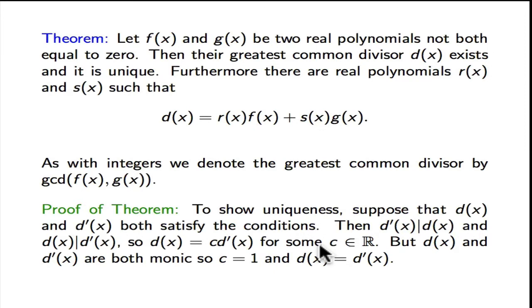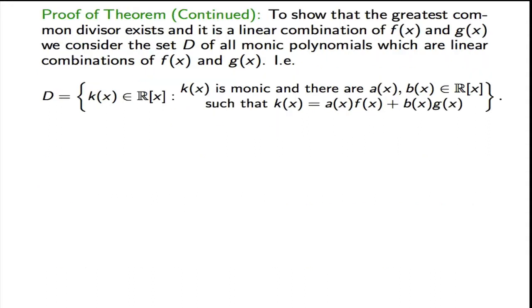But we also have the condition that d of x and d prime of x are monic, so c must be equal to 1, and so d of x must indeed be equal to d prime of x. So now we proceed to show that both the greatest common divisor exists, and it can be written as a linear combination of f of x and g of x.